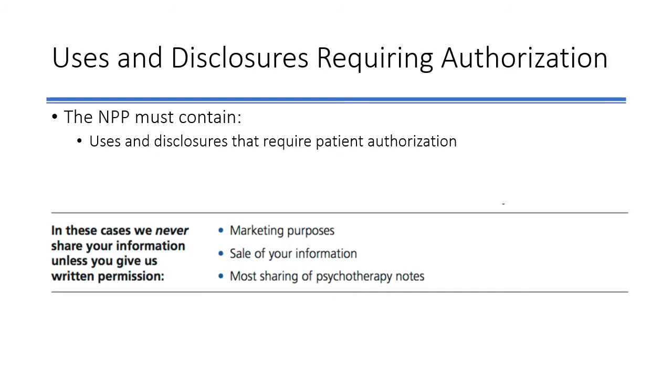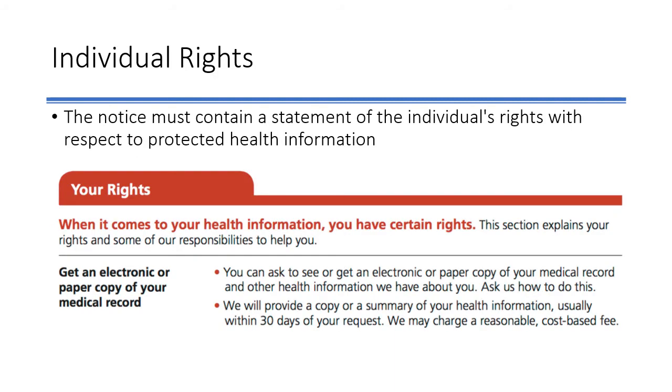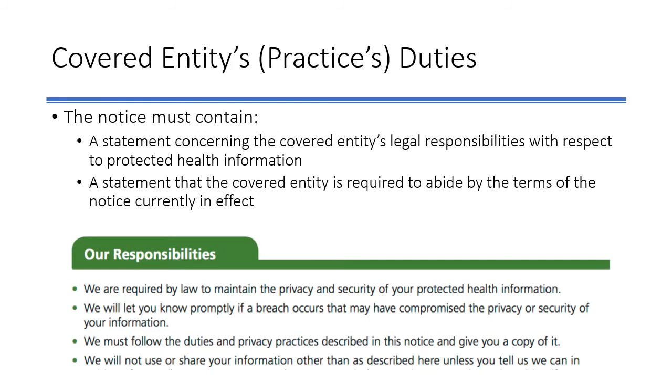Also required are uses and disclosures that require patient authorization. This example shows some of the situations where patient authorization is required. The notice must contain a statement of the individual's rights and a brief description of how the individual may exercise these rights. In this example, the right to get an electronic or paper copy of the patient's medical records is explained.